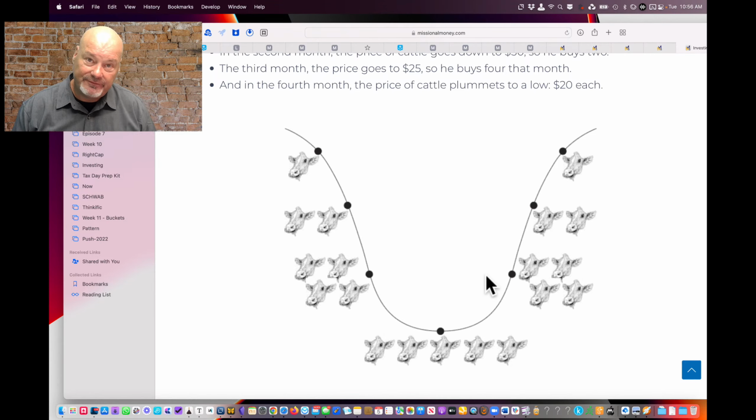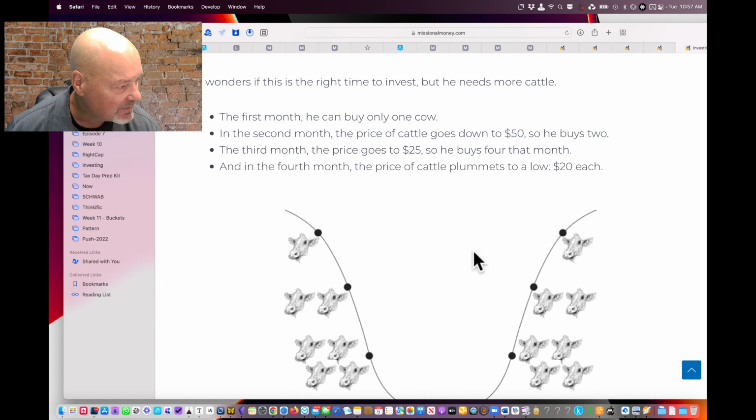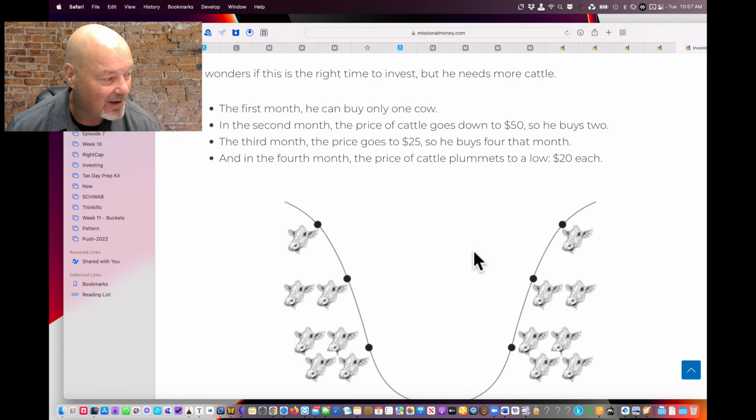So Farmer Joe and we set up the plan. It's systematic. Dollar cost averaging is a systematic way of investing. So he's going to put $100 a month into cows. The first month comes along, and guess how much cows we're trading for? I think it's right here. The first month he can buy one cow.